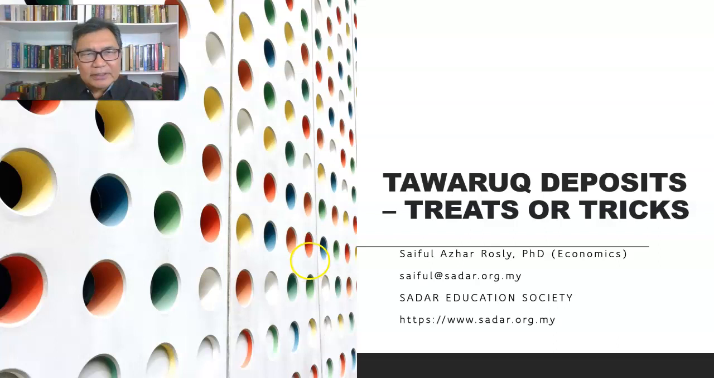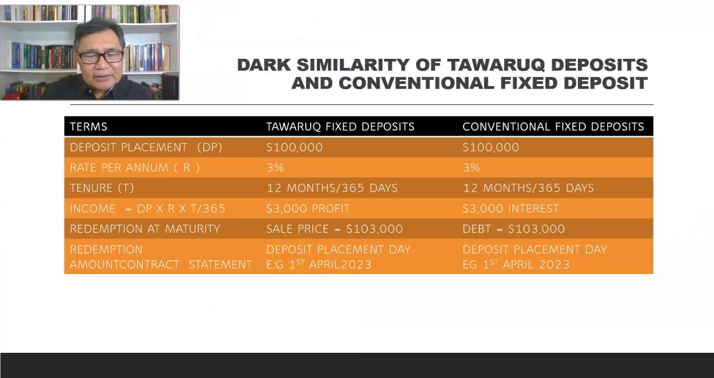I have mentioned earlier that there is a very stark similarity between the Tawaruq deposit and the riba-based conventional deposit. If you look at the diagram over here, Tawaruq FD of 1,000 as well as conventional FD of 1,000, the product at the PDS will disclose a rate of 3% per annum for Tawaruq FD as well as the same for conventional FD, and the tenure of 12 months for both.